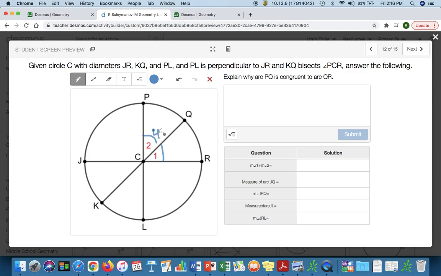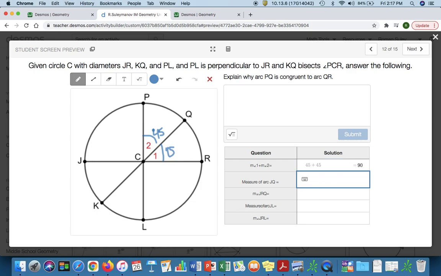So here I can mark up both of these 45 because in the question I am told PL is perpendicular to JR. And then also you could ask an open-ended question to students explaining why arc PQ is congruent to arc QR. And you can have students explain themselves with an open-ended question, and then you can ask them a computational question using a table function here. So again, using a table, they don't even have to click the calculator here. If they want to calculate the solution to a certain question, as soon as they press enter, it'll give them that solution.